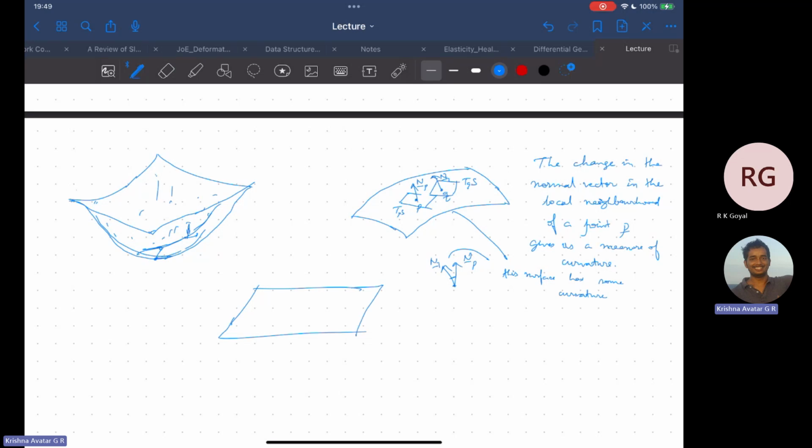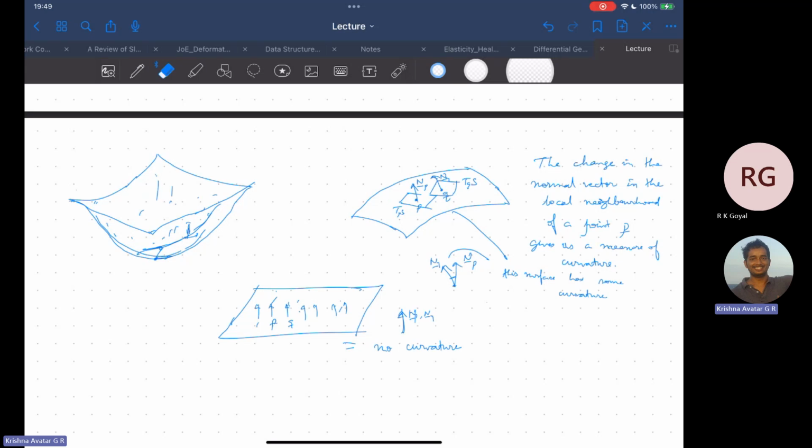Say for a flat surface, the normal vector is the same everywhere. It points along the same direction for a flat surface. So it means that the n vector is always aligned. If you take the p vector and q vector, they are aligned. That is the reason a plane has no curvature. So we can clearly say that the alignment of normal vectors in the local neighborhood gives us a measure of how much curvature the particular surface has in the local neighborhood.